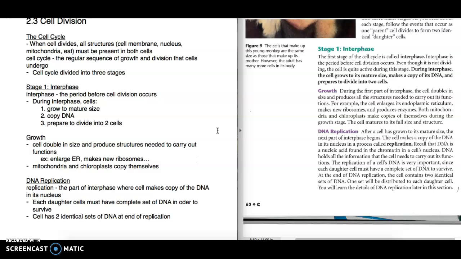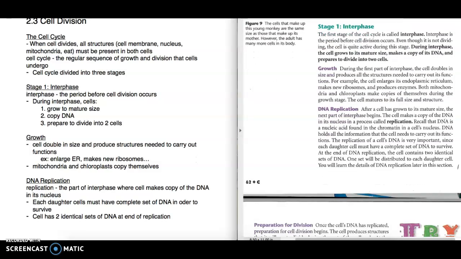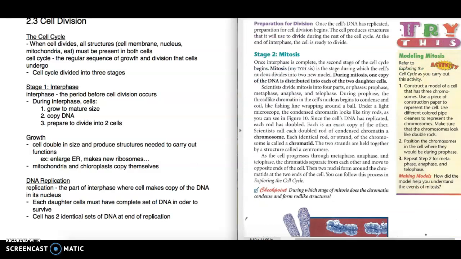And that is the section on DNA replication. Go ahead and turn the page and read the very short section called Preparation for Division. When you're done, unpause the video.